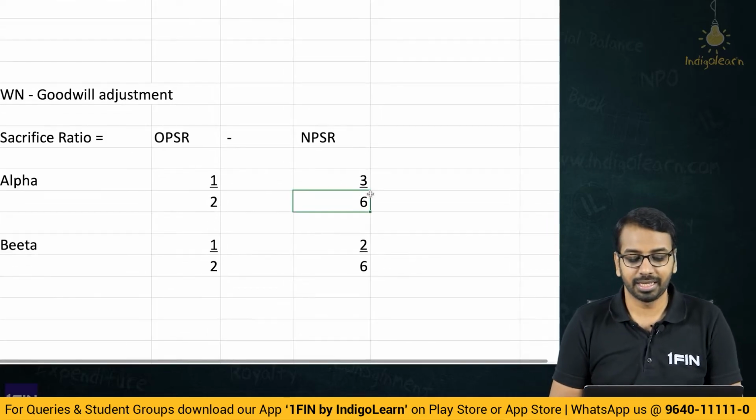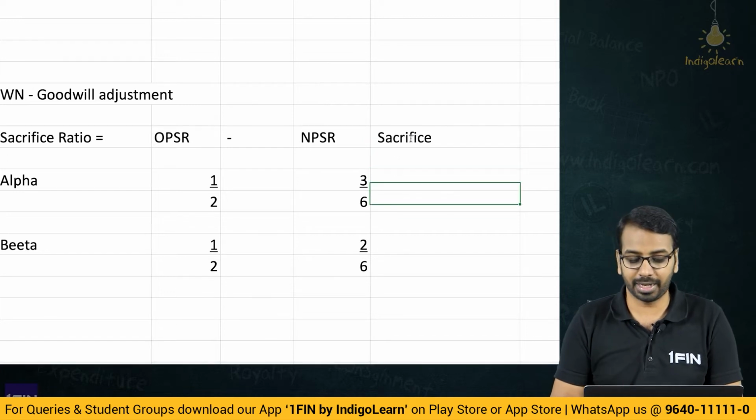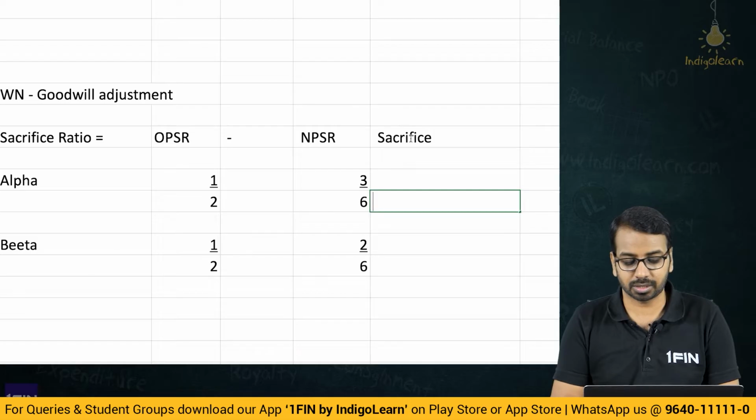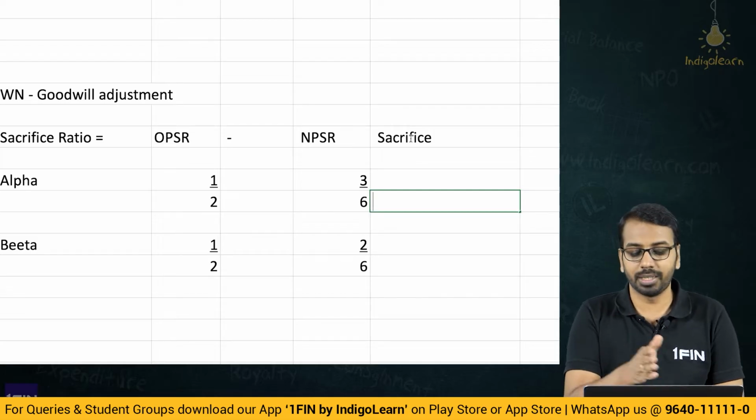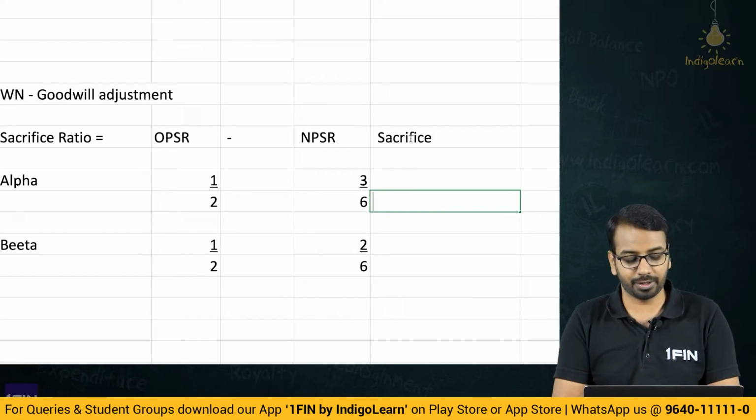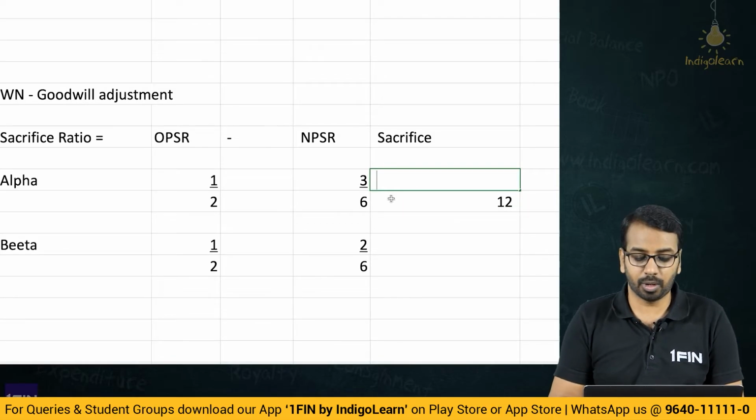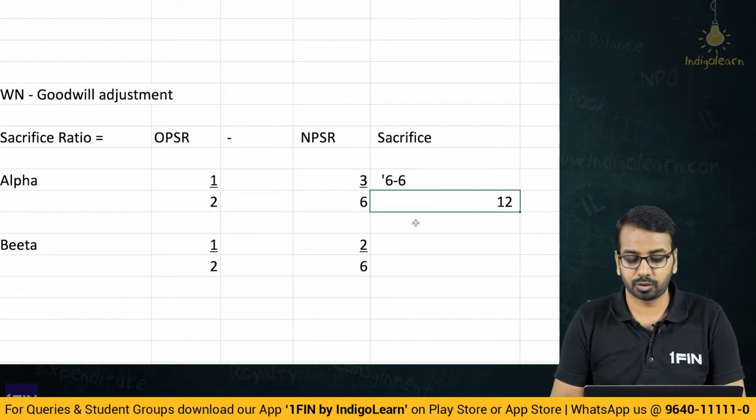So, if you see, the sacrifice of Alpha is 0. How do we get that? In the denominator, 2 and 6, the LCM is 6, or we can also say 6 into 2, 12, and you can do it with 12 as well. So, 12 is the denominator. Now, in the numerator, you have 6 multiplied by 1, 6, minus 2 multiplied by 3, 6. So, that is 6 minus 6, which is 0.